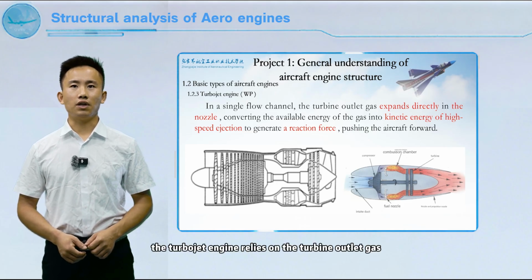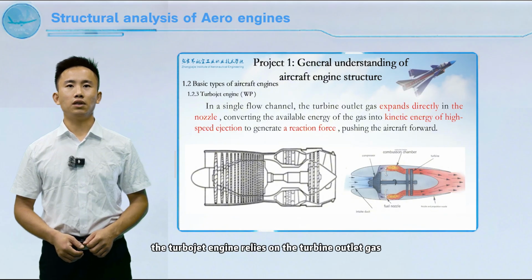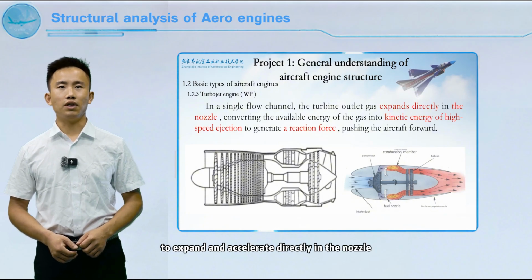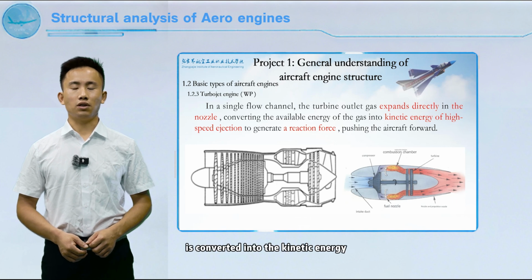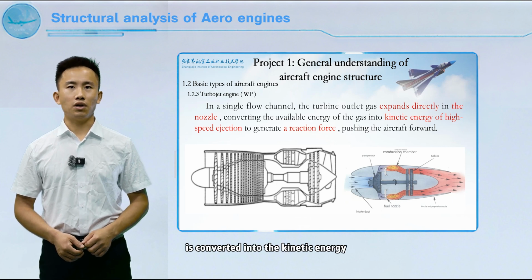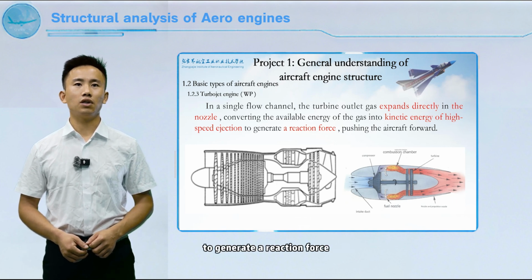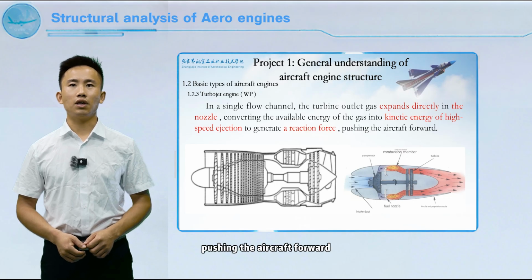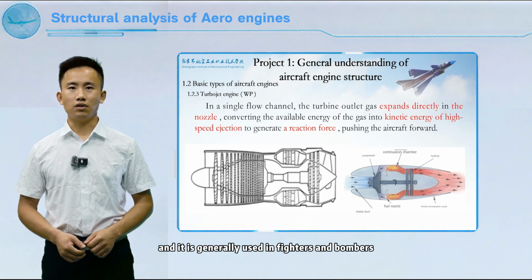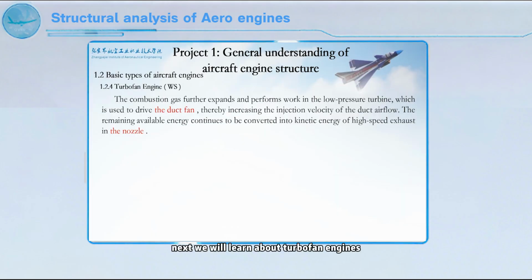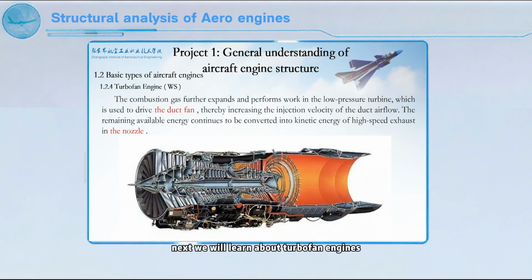The turbojet engine relies on the turbine outlet gas to expand and accelerate directly in the nozzle, so that the pressure energy of the gas is converted into the kinetic energy of high-speed ejection to generate a reaction force, pushing the aircraft forward. So its thrust comes from the nozzle, and it is generally used in fighters and bombers. Next, we will learn about turbofan engines.